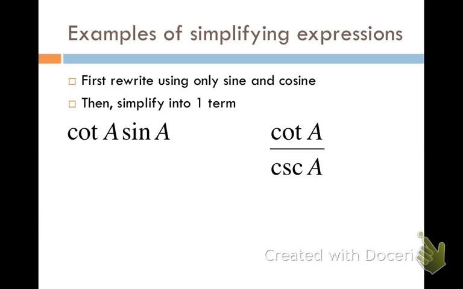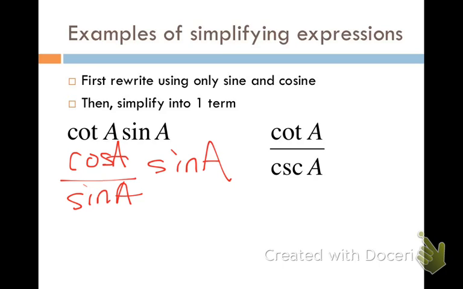When we simplify using identities, the two basic strategies are to rewrite everything using sine and cosine and then try to simplify into one term. For example, cotangent, I could write that as 1 over tangent, but I'd rather write this as the cosine of A over the sine of A, and then it's being multiplied by another sine of A. Those two cancel out. We're left with the single term cosine of A.